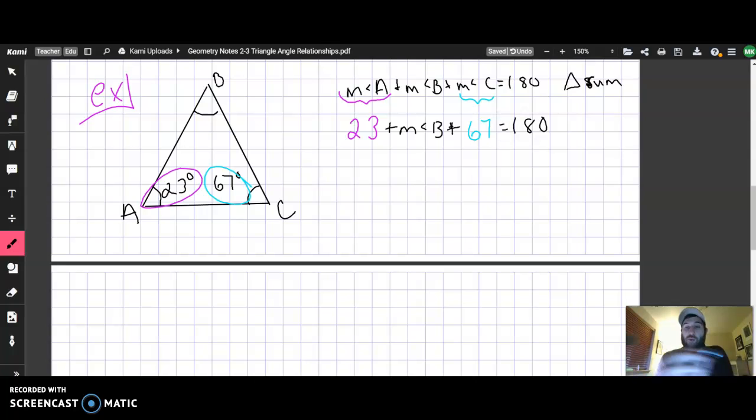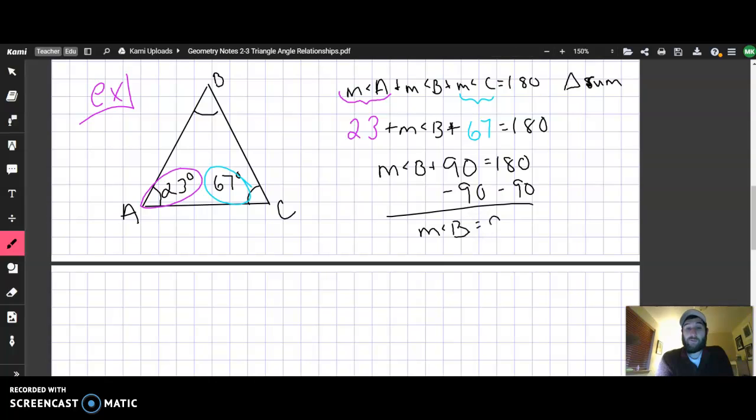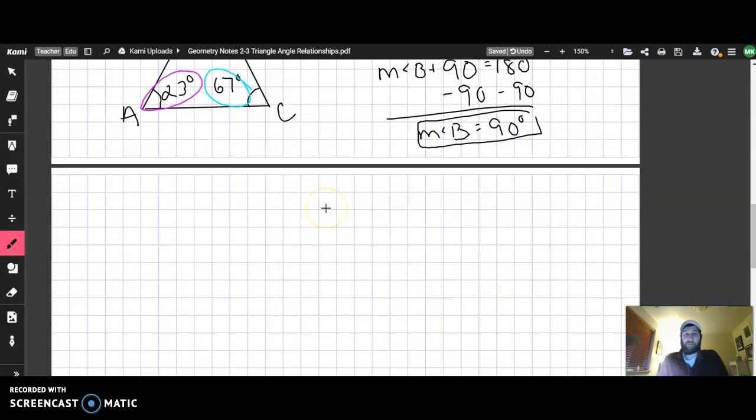So first things first, 23 plus 67, if my mental math is right, is 90. And so we have the measure of angle B plus 90 is equal to 180. So we're able to solve for the measure of angle B by subtracting the 90 on both sides. So our measure of angle B is equal to 90 degrees. And so we know that B is 90 as a result. Obviously, this triangle is not drawn to scale, but that is more than okay. So let's go and take a look at a second example here.